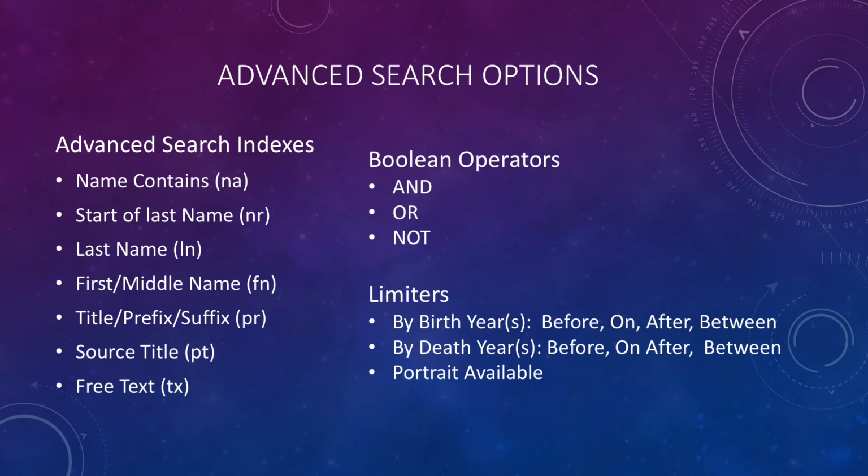Option number 2 is the Boolean operators and, or, and not. In addition to the first search line, additional search lines can be added using these Boolean operators.